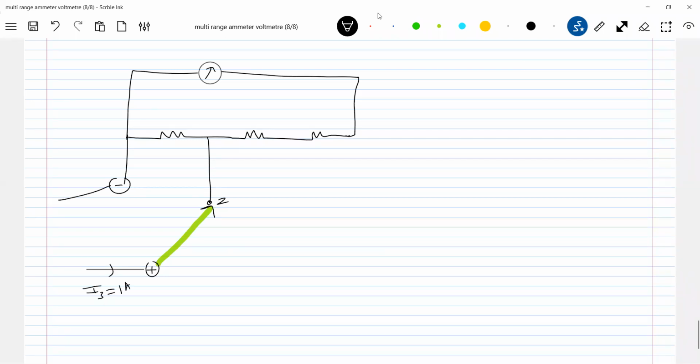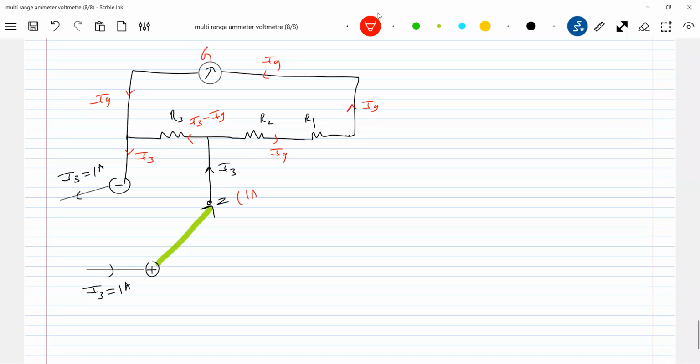I3 is 1 ampere. Here that 1 ampere will come out. So this will be I3. Ig, and this is Ig. So the resistance values R1, R2, this R3. So how much of current here will be Ig current. So here it will be I3 minus Ig, and how much of current will come out here? I3. So look at the range. The range we are at 1 ampere. Now the equation for this, it should be R3, I3 minus Ig into R3 is equal to R1, R2 plus R1 plus G into Ig.